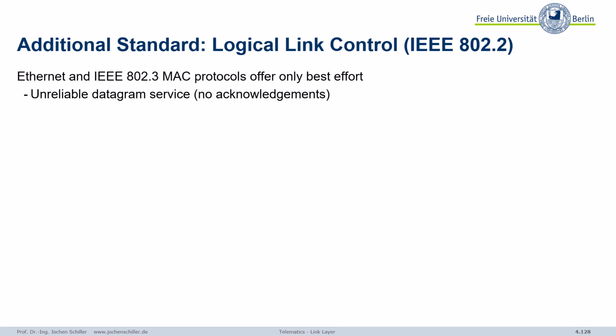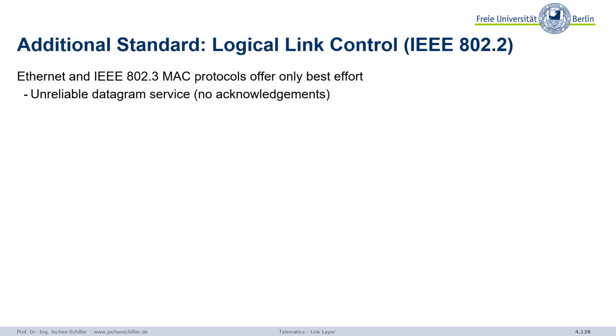There is something else also in layer 2. And why didn't we explain this, focus on this? I'll tell you why. So Ethernet and the 802.3 MAC offers best effort. Well, what does it mean? We offer unreliable datagram, no acknowledgements. I remember PPP also unnumbered frames, so no acknowledgements, nothing.